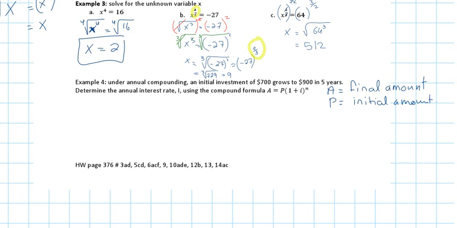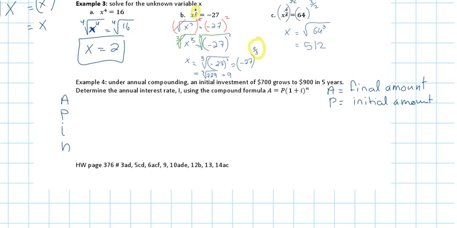So we have, under annual compounding, an initial investment of 700 grows to 900 in 5 years. Determine the annual interest rate I. So what do I know? How do I plug in? What do I plug in, and how do I solve for it? What is given to me? Do I know A? So I have A, P, I, and N. What's my initial amount, P?